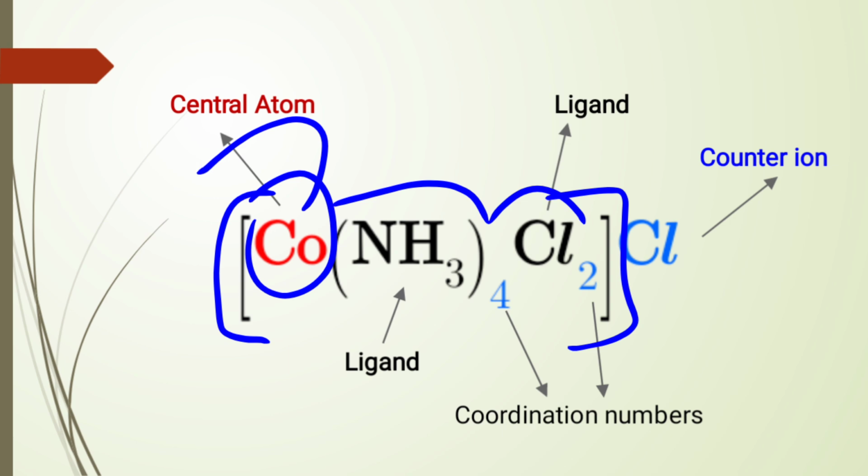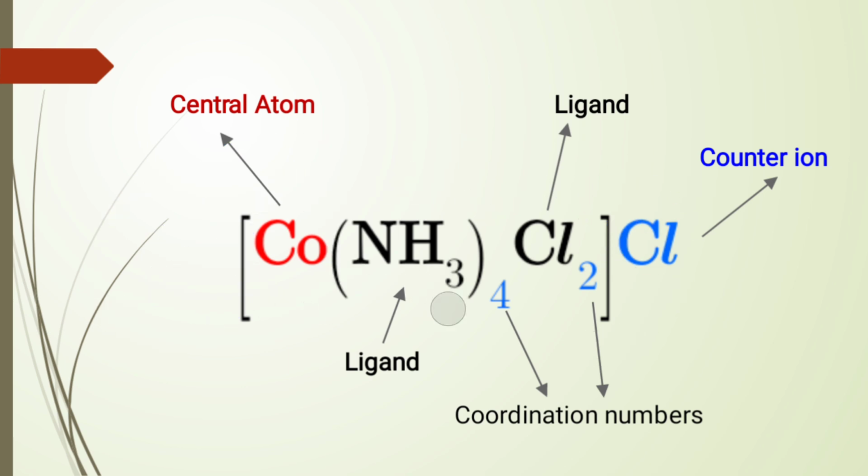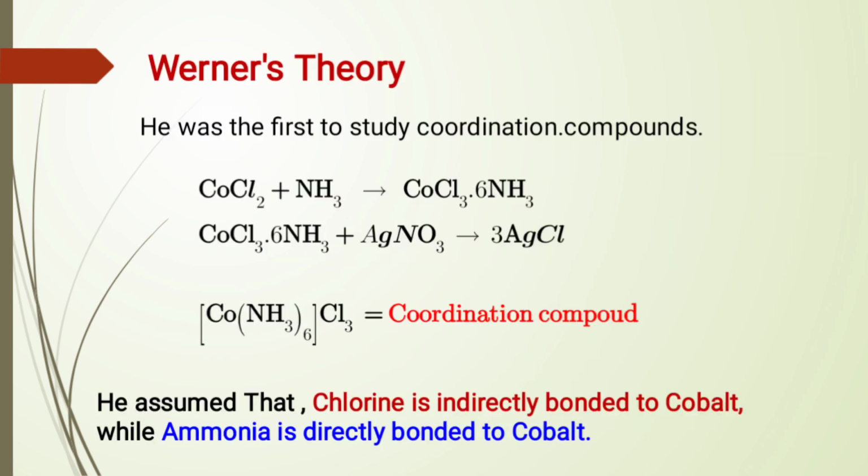The central atom. And then the counter ion is usually outside, whether a positive ion or a negative ion, whether you see it from the left side or from the right side, they are all counter ions as long as they are outside the coordination sphere. I hope you understand this. So also you can see this ligand has its own coordination number, and also this one has its own coordination number. So let us move.